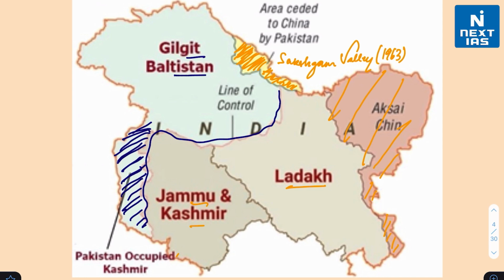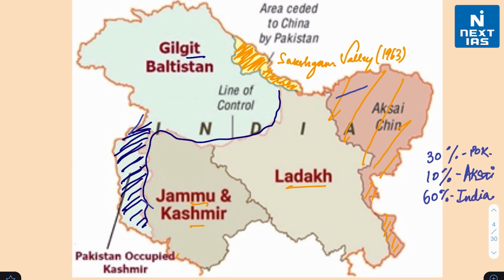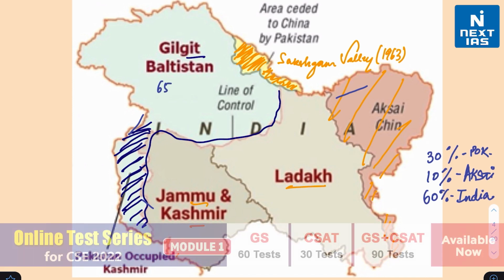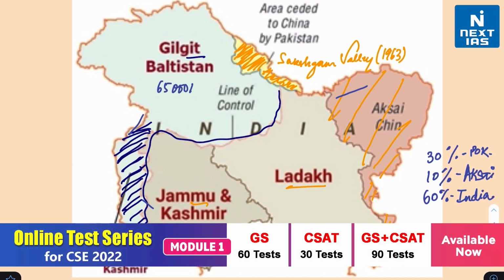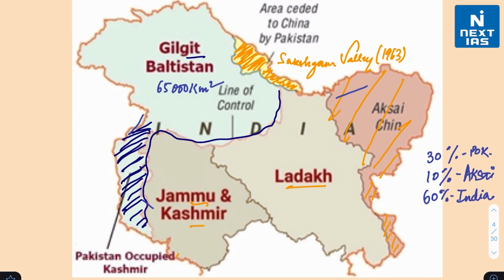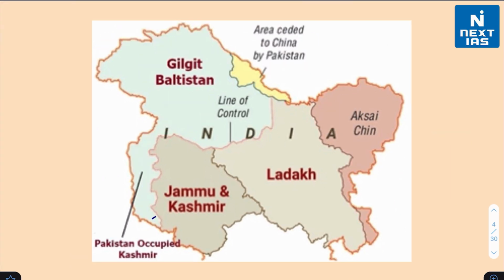From this entire region of Jammu and Kashmir, around 30% of the area is under Pakistan occupied Kashmir, 10% is in the Aksai Chin, and 60% of the area is governed by India. The Gilgit Baltistan region is around 65,000 square kilometers in area, and the total region under Pakistan occupied Kashmir is around 74,104 square kilometers.